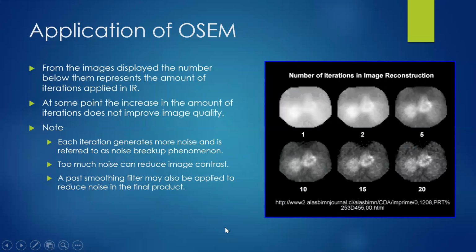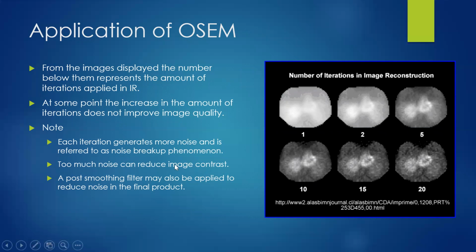So here's an application of OSEM. This is a cardiac scan with 1 iteration up to 20 iterations. And I guess what I'm going to ask you to do here is look at iteration 10, 15, and 20 and tell me what you think. Which one do you think? Could you stop at 10? Should you go to 15? Should you stop at 15? Should you go to 20? I don't think there's that big of a difference between 15 and 20, in my opinion. But I'll let you all be the judge of that.